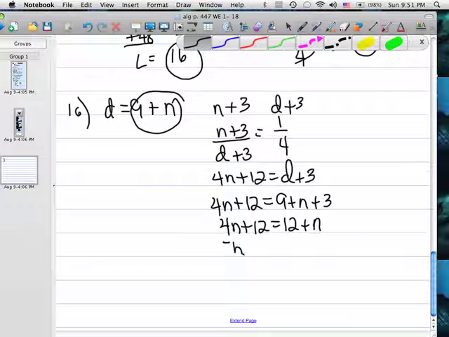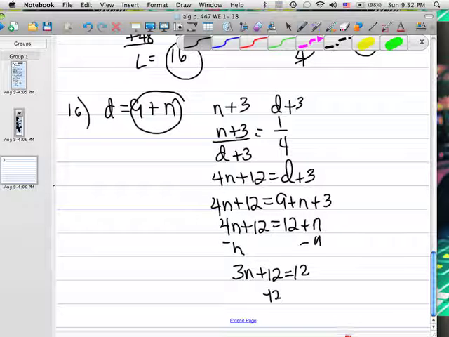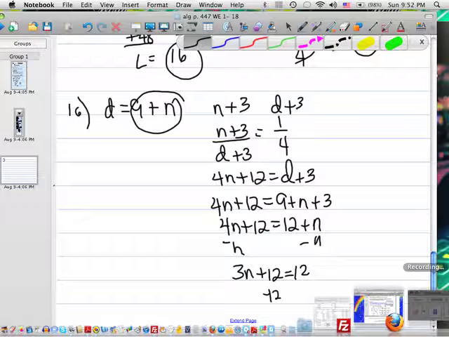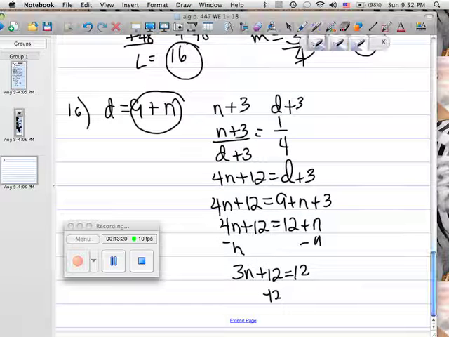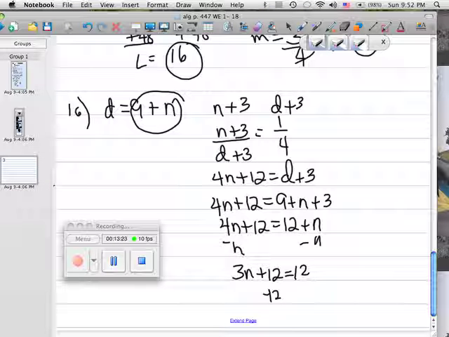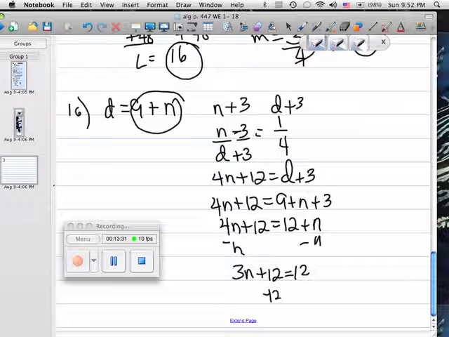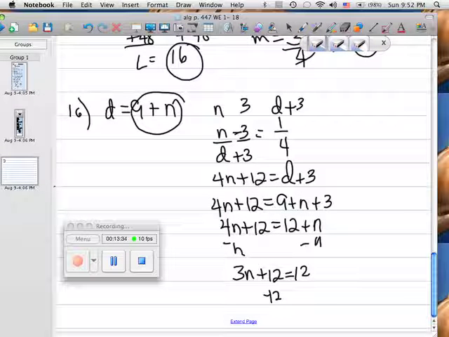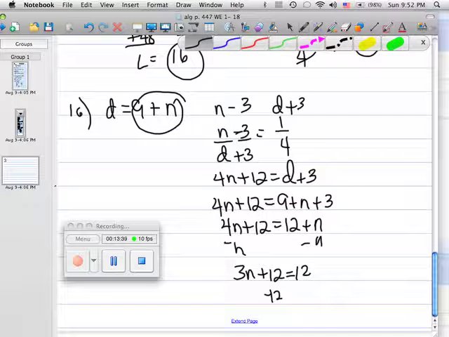Subtract n from both sides. I get 3n plus 12 equals 12. Subtract 12. And I think I have a problem. Okay, I found my problem. Let's go back and fix it. It said if the numerator is decreased by 3, and I increased it by 3. The resulting fraction is 1/4, so let's erase all this here.